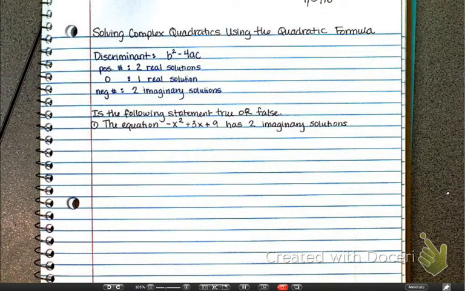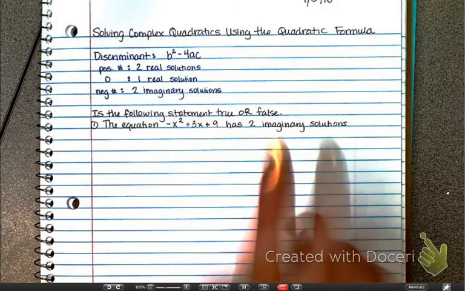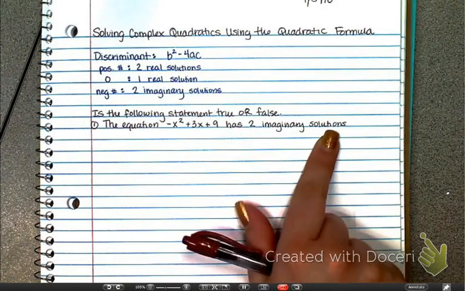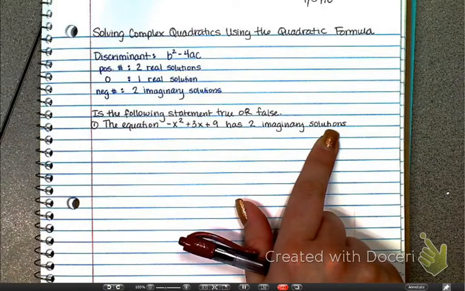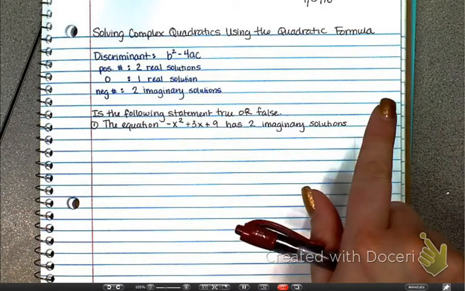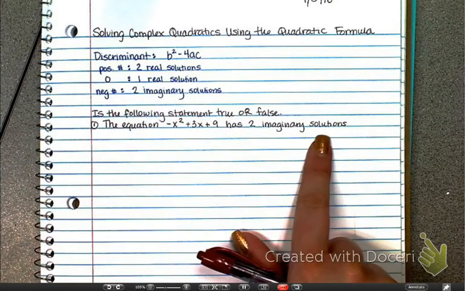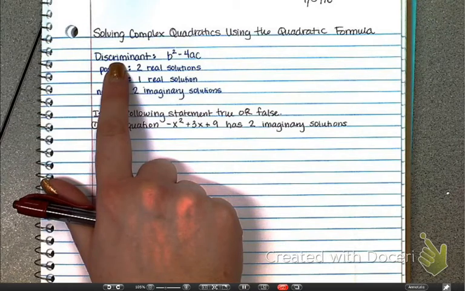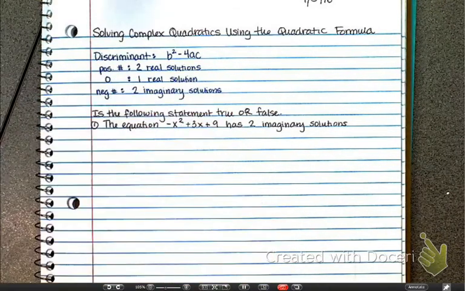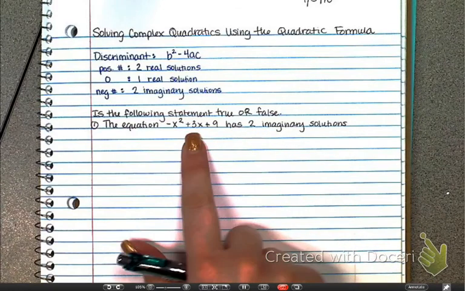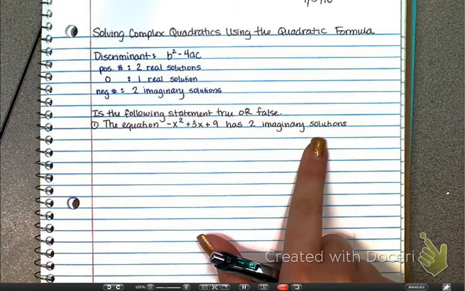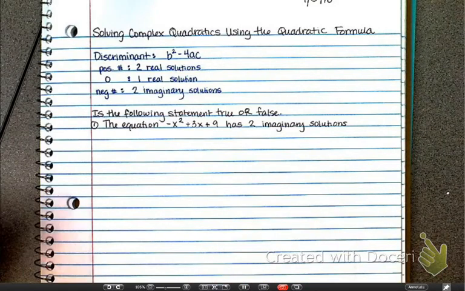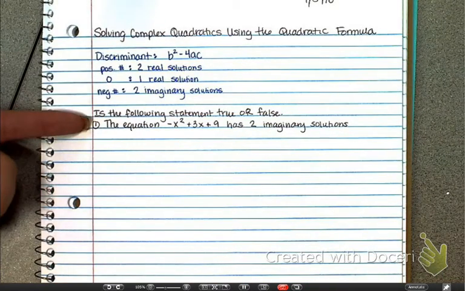Huh? By having 2 negatives? Okay, so let me re-ask the question. 2 imaginary solutions should trigger your brain to think about what? That means there's a negative for what? The discriminant. Okay, so if it's talking about the number of solutions, we're talking about the discriminant. So how can I determine if there's a negative for my discriminant? Actually use the discriminant, right? You have the information here, so let's plug it in.